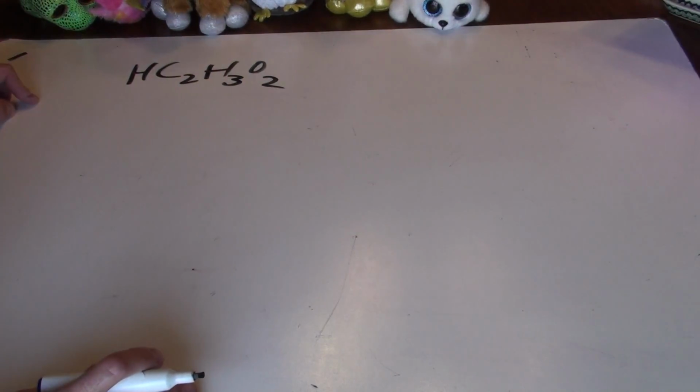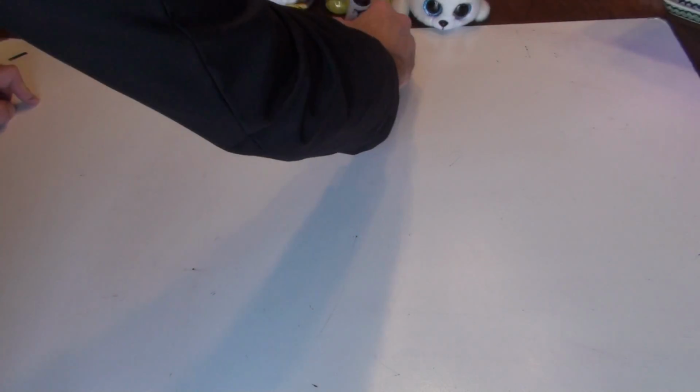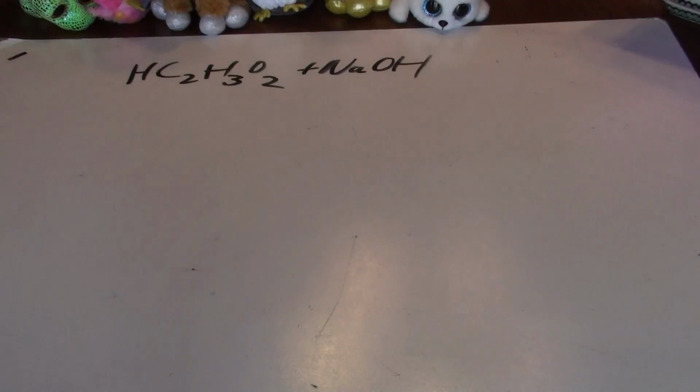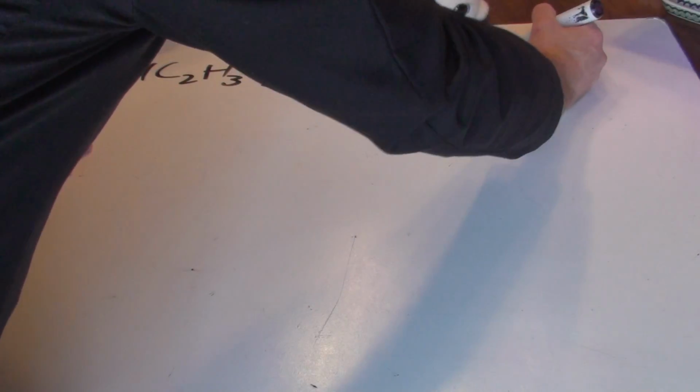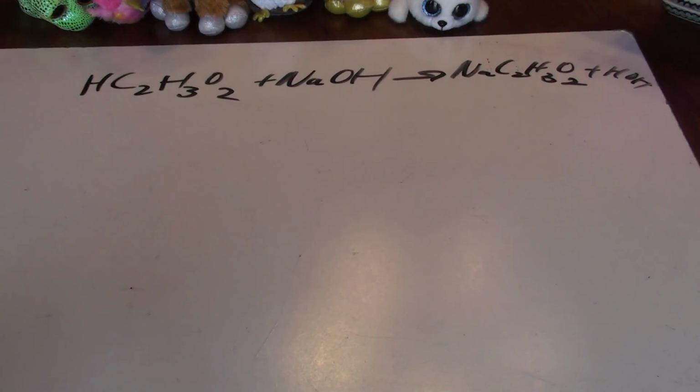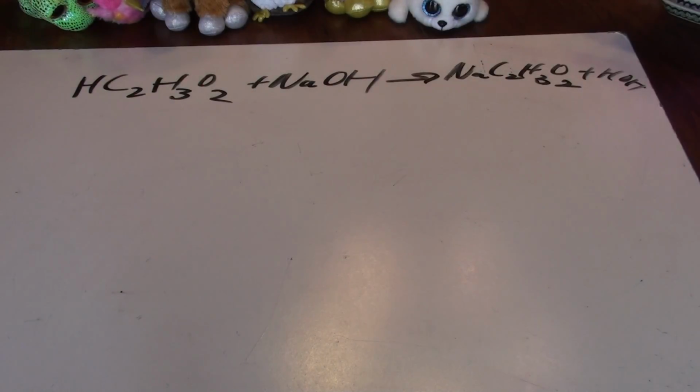Okay, so when we were discussing weak acids, we were specifically looking at acetic acid plus sodium hydroxide. When we react those two together, you know that we will produce sodium acetate plus water. Now, the water isn't really important in this problem.